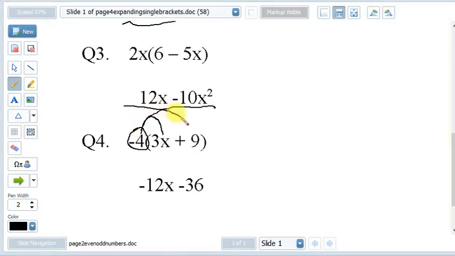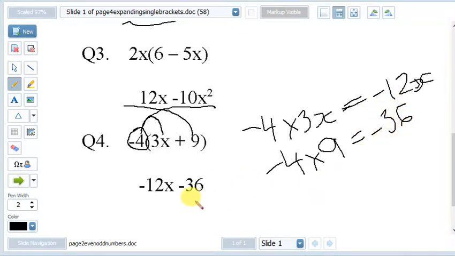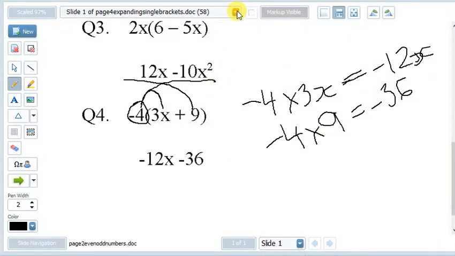Negative 4 times, so I'll just write this out. So that's an x there. And then negative 4 times 9 equals negative 36. And that's how we get that.